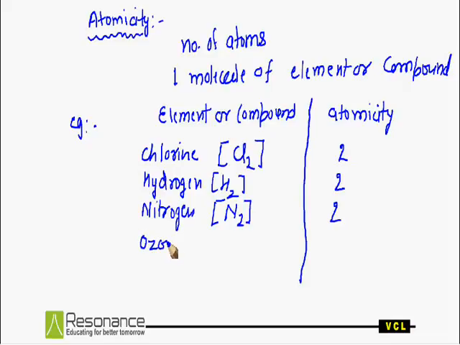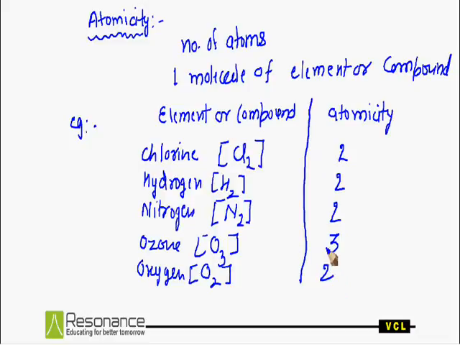Now ozone, the molecular formula of ozone is O3. Then we can write the atomicity of ozone is 3 because 3 oxygen atoms are present in one molecule of ozone. But for oxygen, the molecular formula is O2, and we write atomicity 2 because 2 atoms of oxygen are present in one molecule of oxygen.